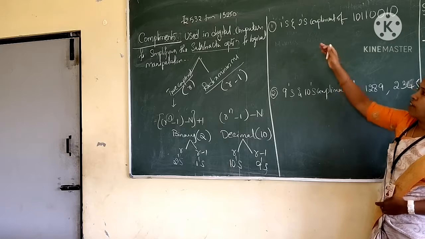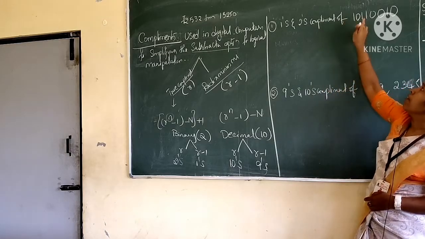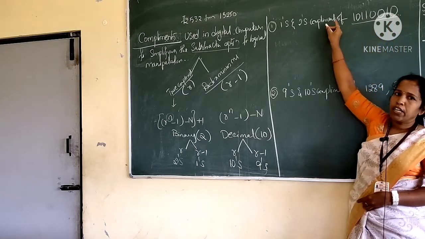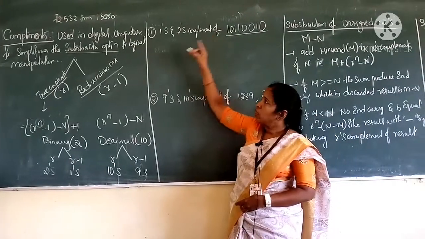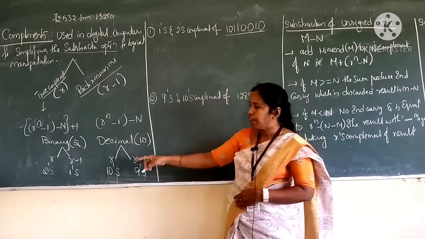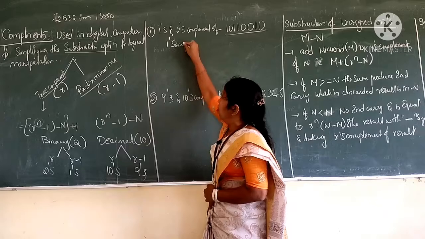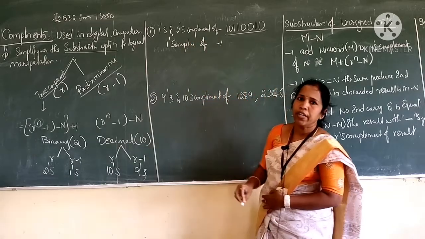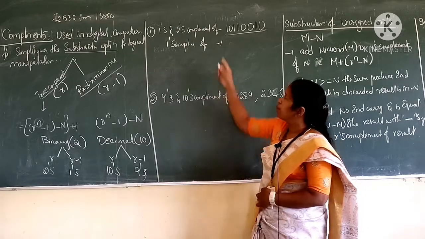Here I have taken an example: ones and twos complement of the given number. So, I have given a binary number. Now, in this case, I have to find out ones and twos complement. First I will find out the ones complement of the given number. What is ones complement? I told, the simple method: converting zeros into ones and ones into zeros.